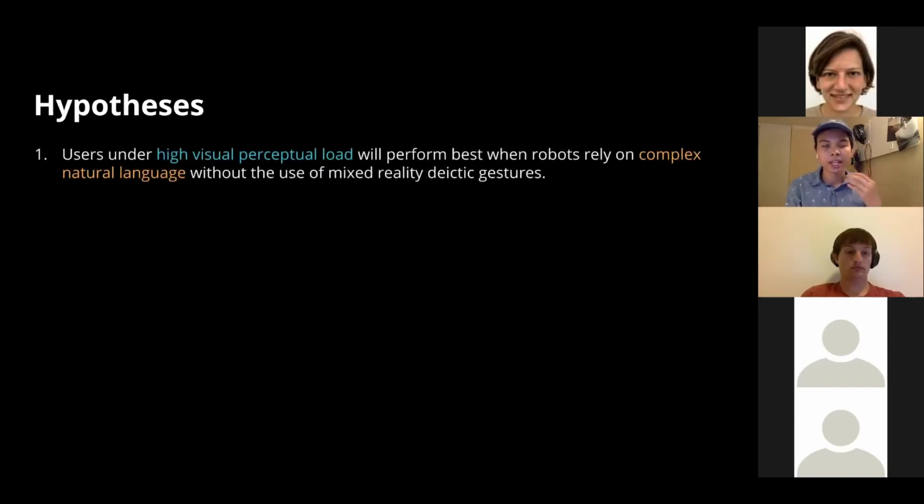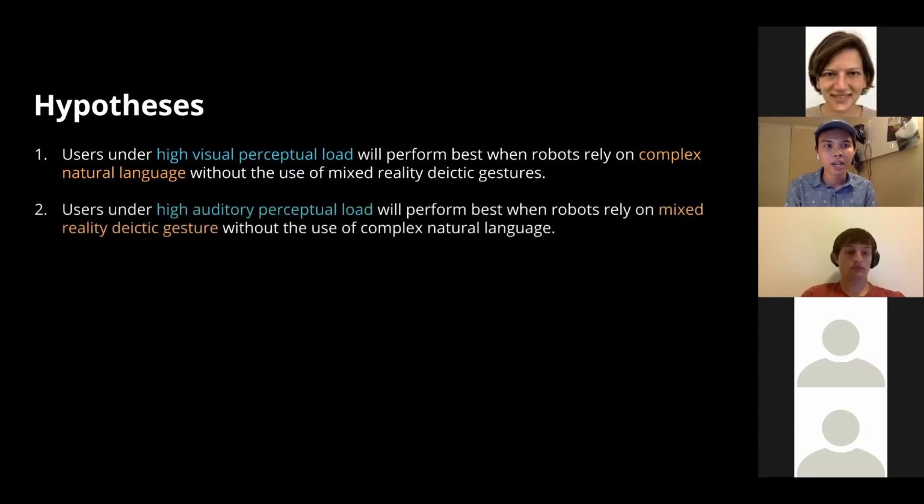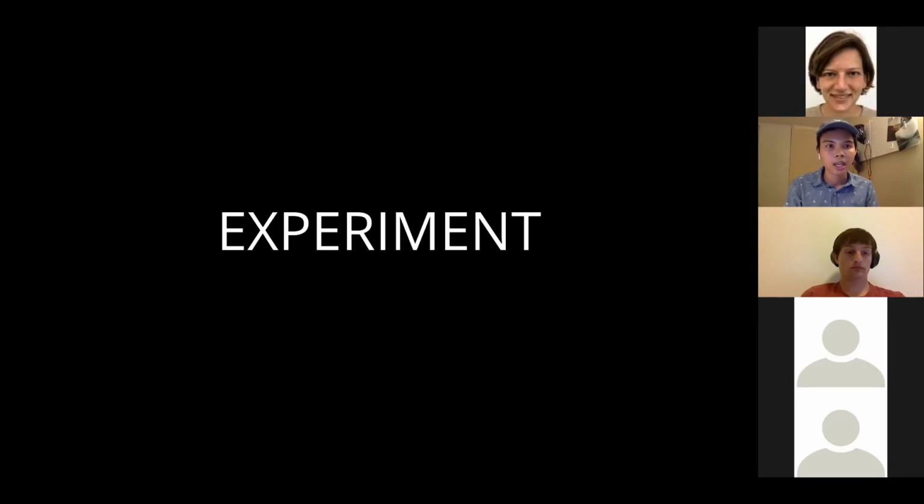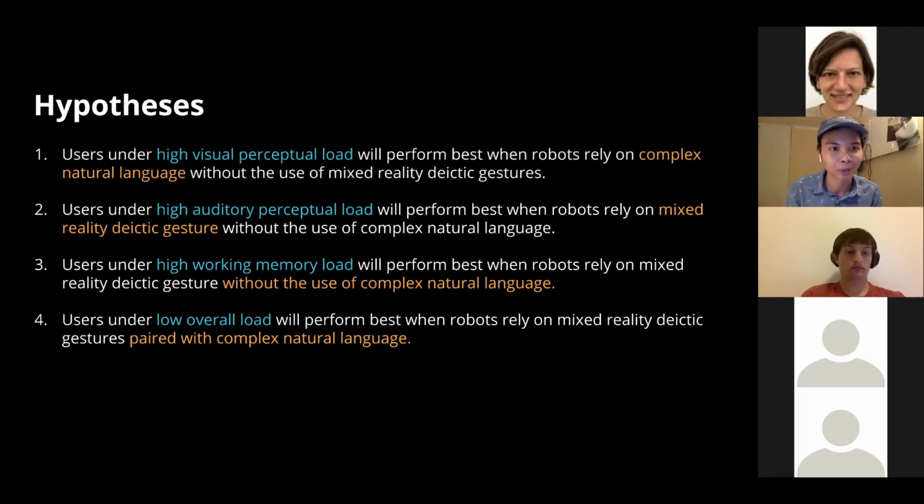These kinds of assumptions or factors lead into these 4 different hypotheses. First, users under high visual perceptual load will perform best when the robot relies on complex natural language without mixed reality data gesture. Second, users under high auditory perceptual load will perform best when the robot relies on mixed reality data gesture without the use of complex natural language. And third, users under high working memory load will perform best when the robot relies on mixed reality data gesture without the use of complex natural language.